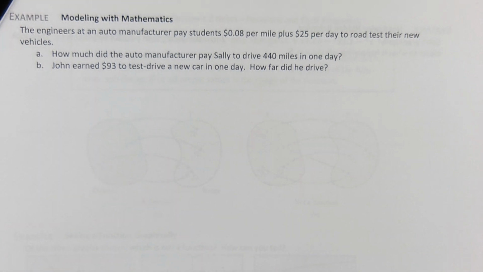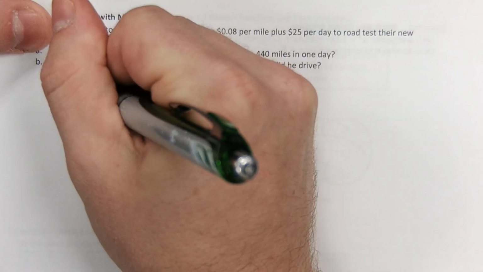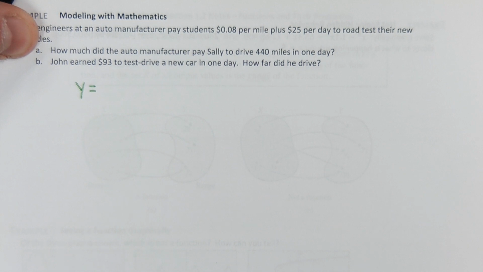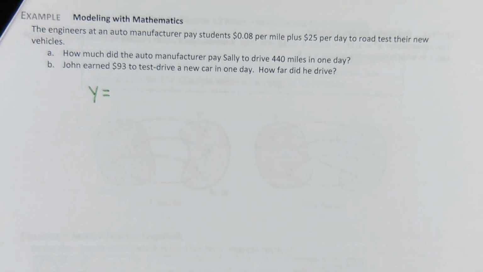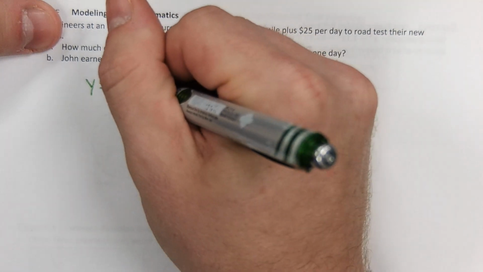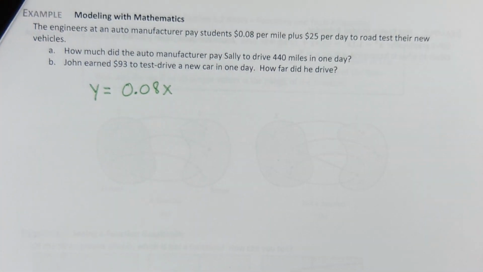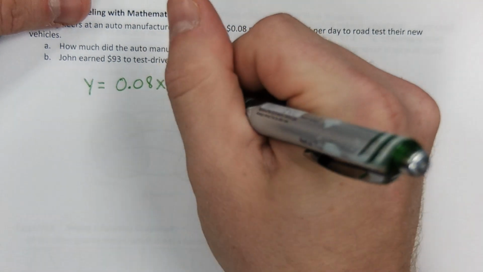Mark, what equation do you think that we can write in order to figure this out? I like y equals mx plus b. That's good. Well, hold on. Let's not use 440 yet. Let's just write the equation. We'll use 440 in a second. Okay. So what would the equation be? What's our slope? You said mx plus b. Good. 0.08 is our slope. And we're going to say x for now. And then what's my plus b? Plus 25. There we go.